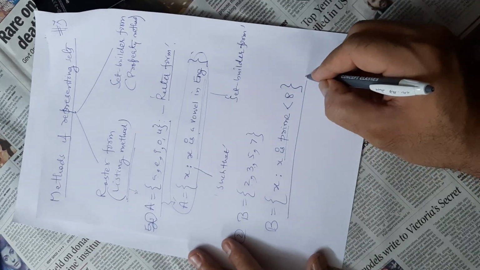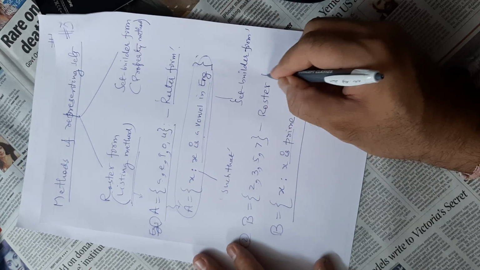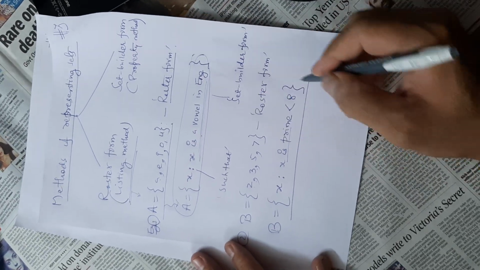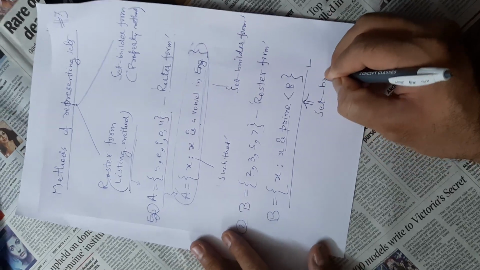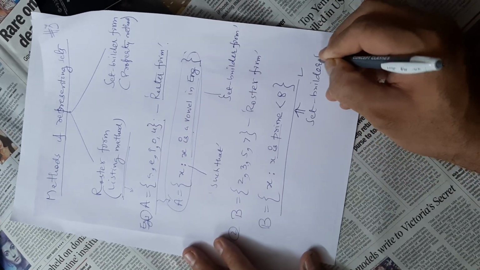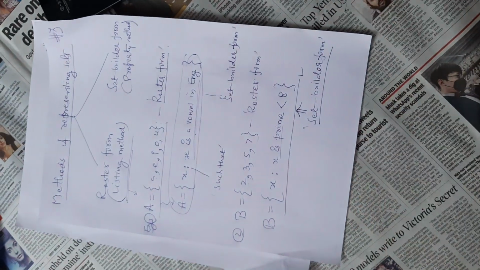So this is the set builder form. This is the roster form. Roster form here, and this is nothing but the set builder form here. So this way we represent a set in two different ways.